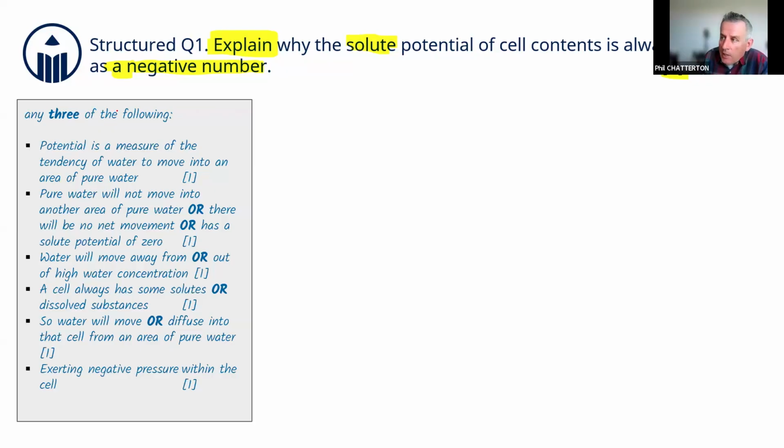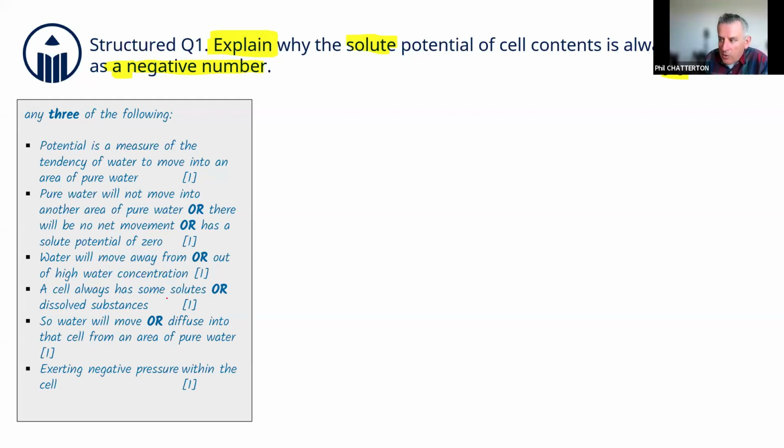A mark scheme might look a bit like this. Potential is the tendency of water to move into an area of pure water. It will not move. These are just other ways you can say the same thing. This is a mark scheme that an examiner might use for it. It will move away from an area or out of high water concentration.